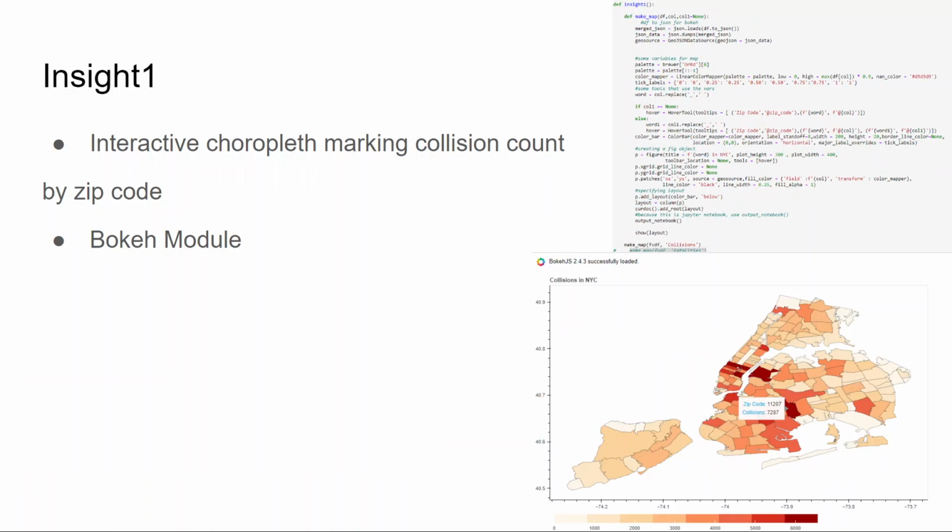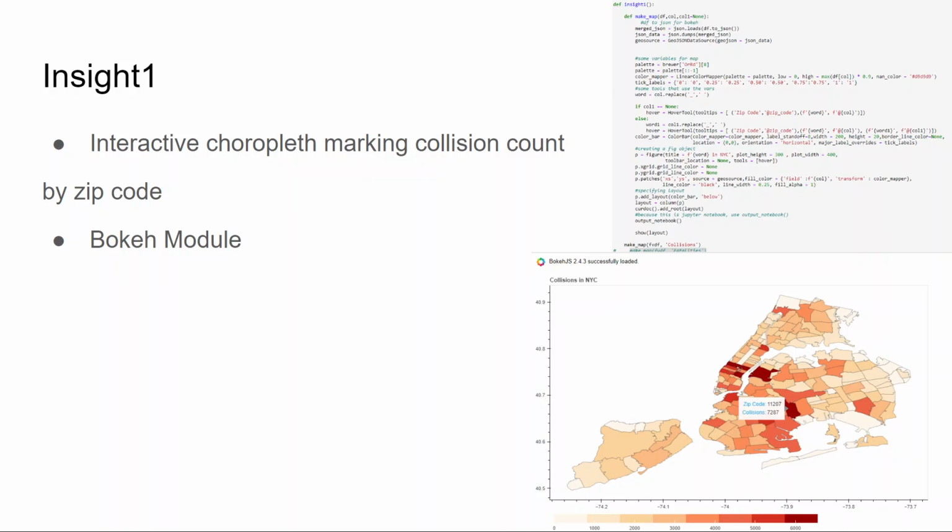So for our Insight 1, we used an interactive choropleth map to mark the number of collisions per zip code, and by moving our mouse to every zip code, we can see how many collisions have been there, and we integrated the Bokeh model to have an interactive choropleth map in our Insight.